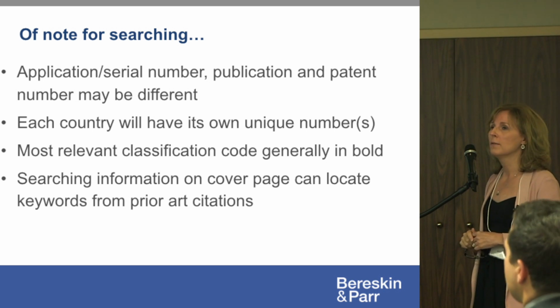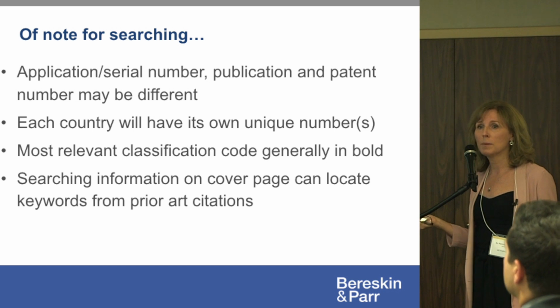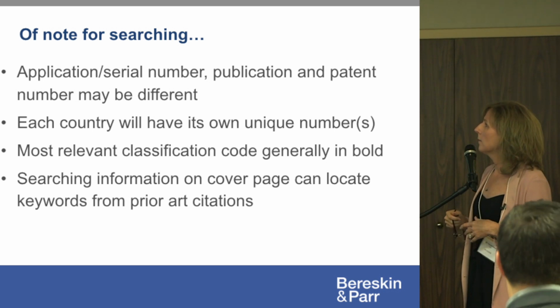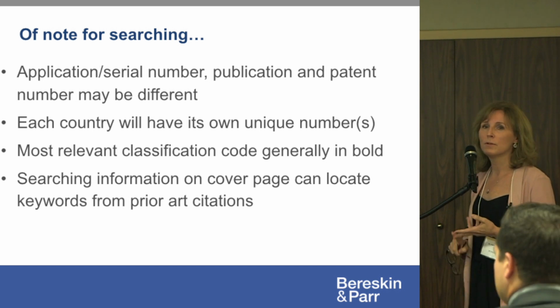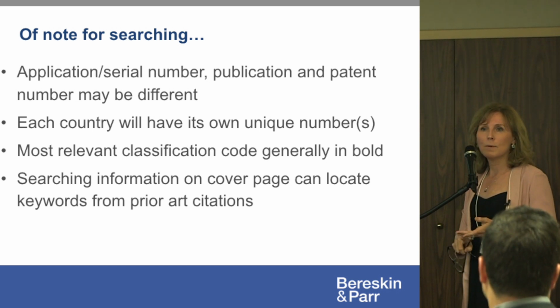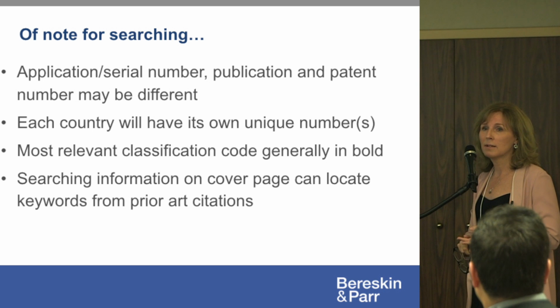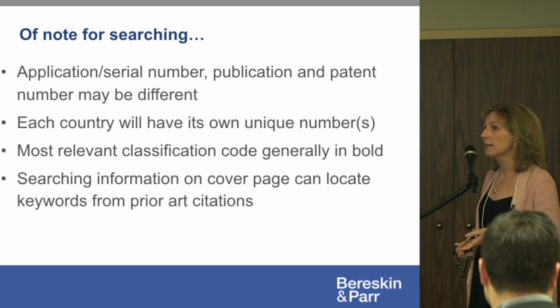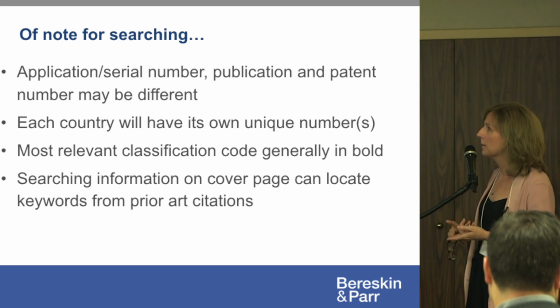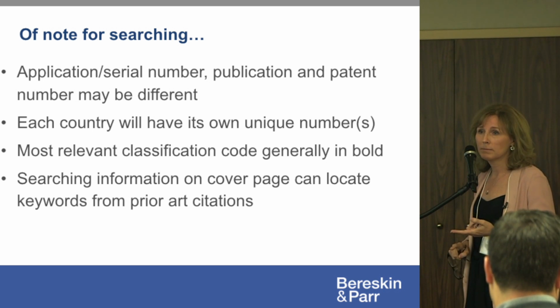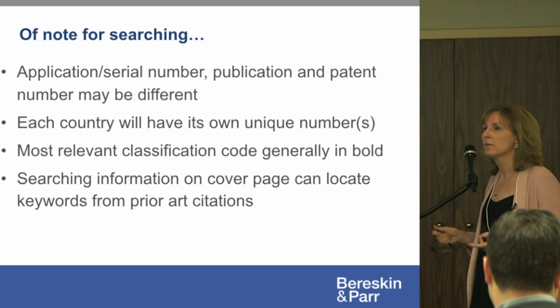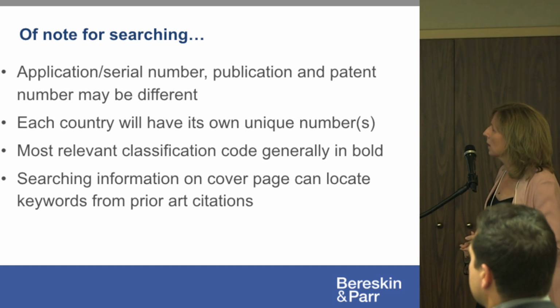One thing to note, if you're looking for a specific patent document by a patent number, you've got the application number or the serial number, you've got the publication number, and you've got the patent number. And they could all be 3 different numbers depending on the country. Like the United States, actually there's a different number for the serial number, the publication number, and for the patent number. In Canada, those 3 numbers are the same. So each country will sort of have different practices in that regard.